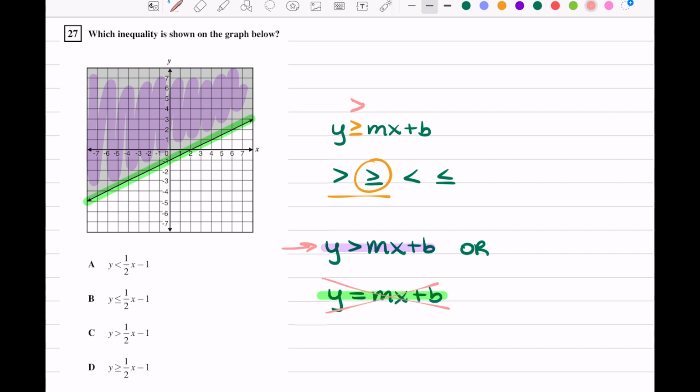So looking at our options, they all look the same except for the inequality sign. And we know that we want greater than or equal to, so we pick D.